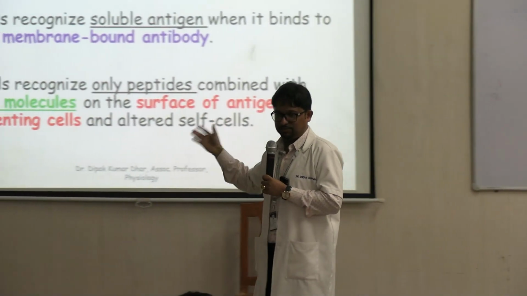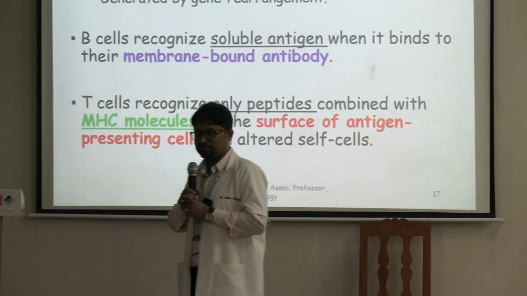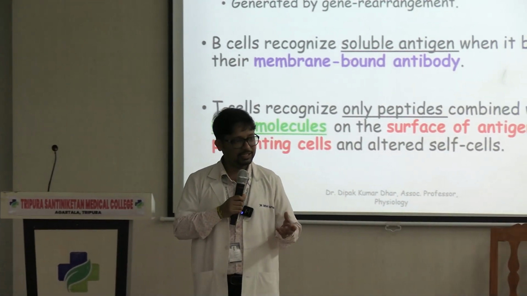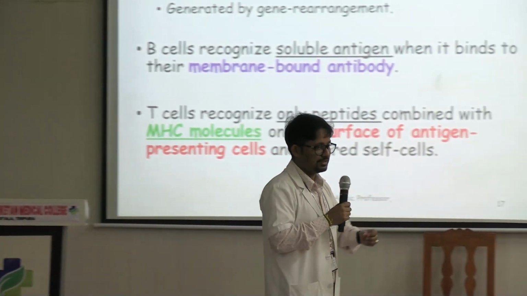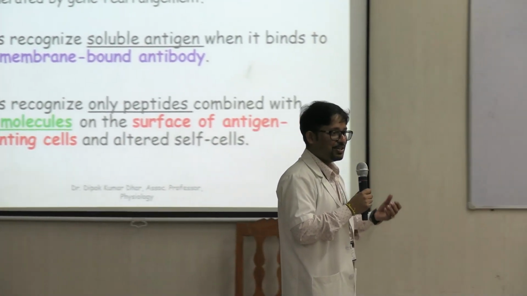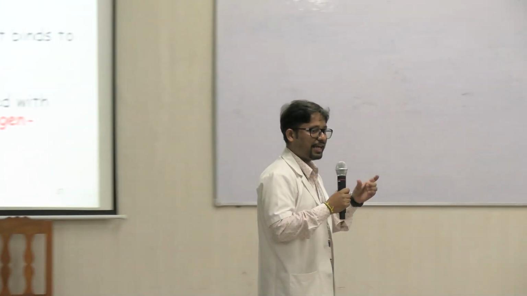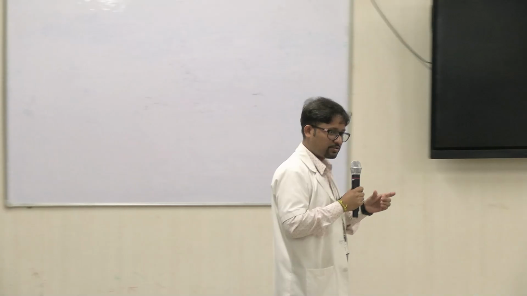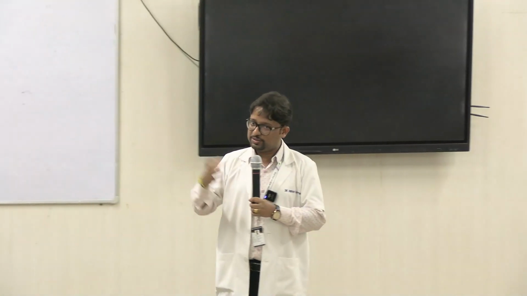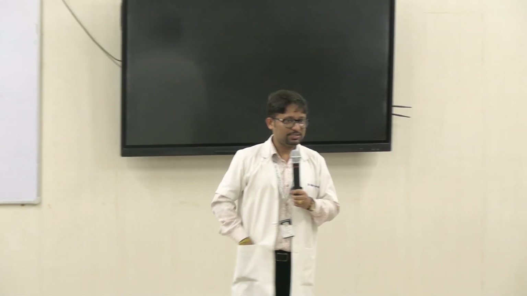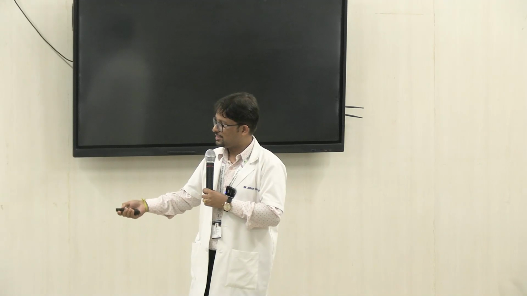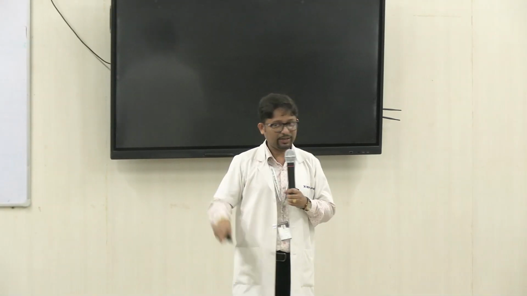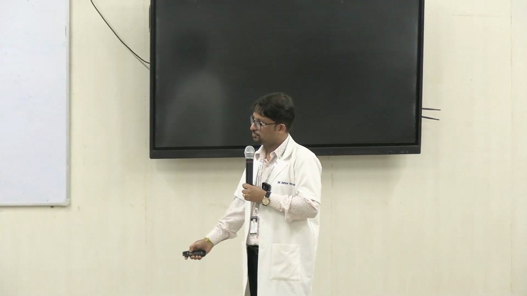So APCs we have just seen in the previous slide, that there are some cells whose purpose is to process and present antigen. These APCs have certain MHC molecules, right? So they present it to the T cell. This is how a T cell can be activated. It cannot be activated in some other way.